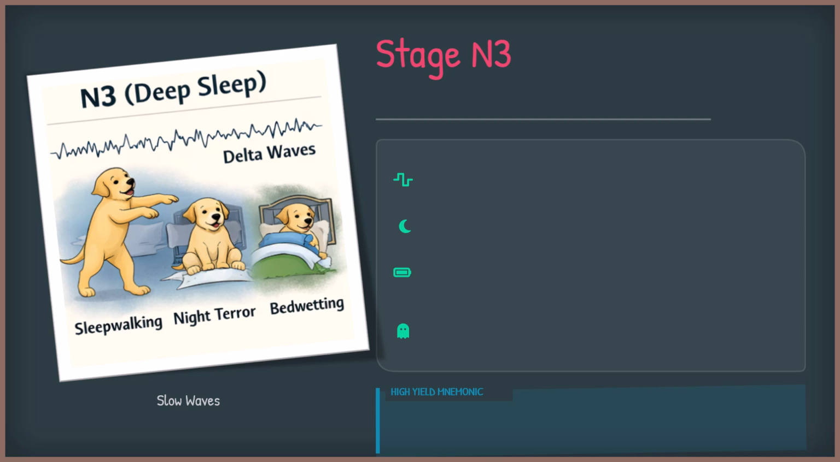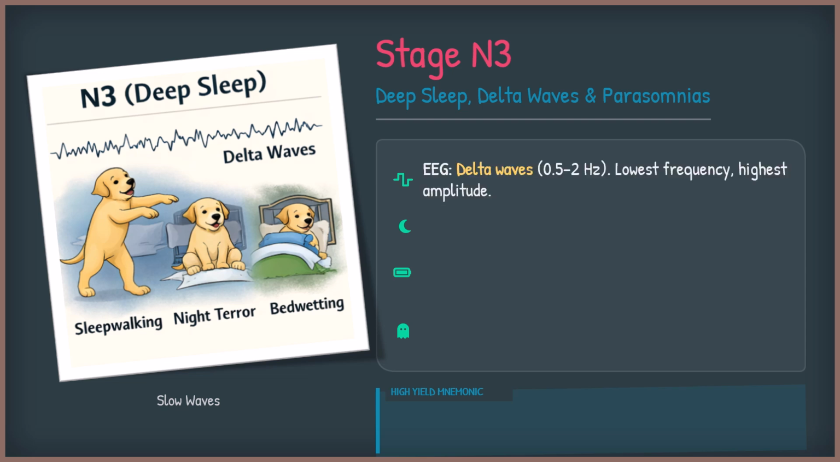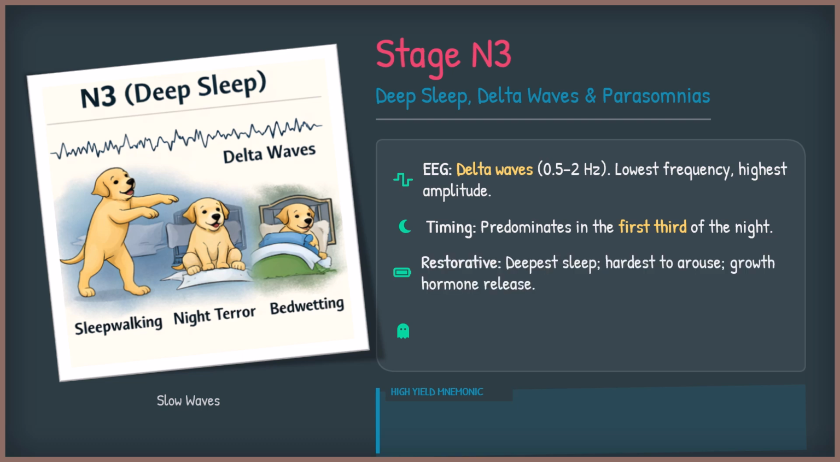Stage N3 of sleep. This is incredibly high yield because there are so many things that examiners can ask you about stage N3. This is when deep sleep occurs, delta waves, and when parasomnias occur. The EEG will show these 0.5 to 2 hertz delta waves. These are lowest in frequency and highest in amplitude. This predominates in the first third of the night, so think 3 for 3. And this is when restorative sleep occurs.